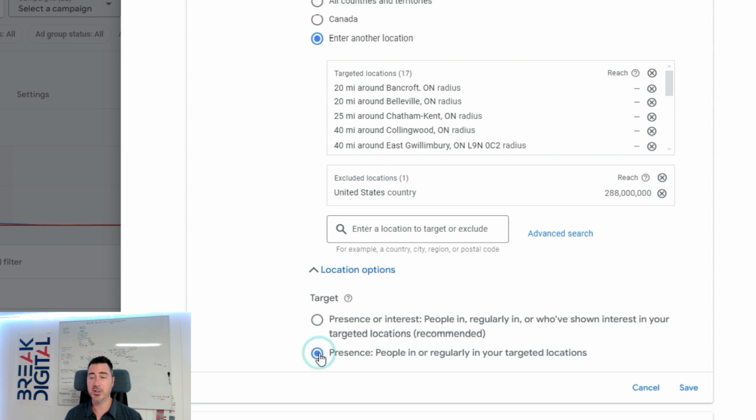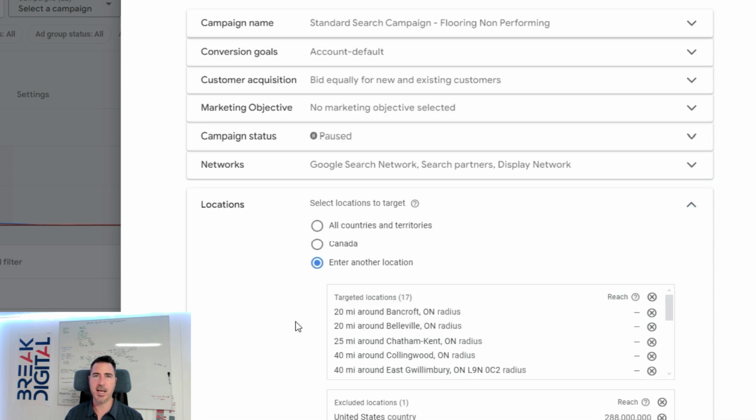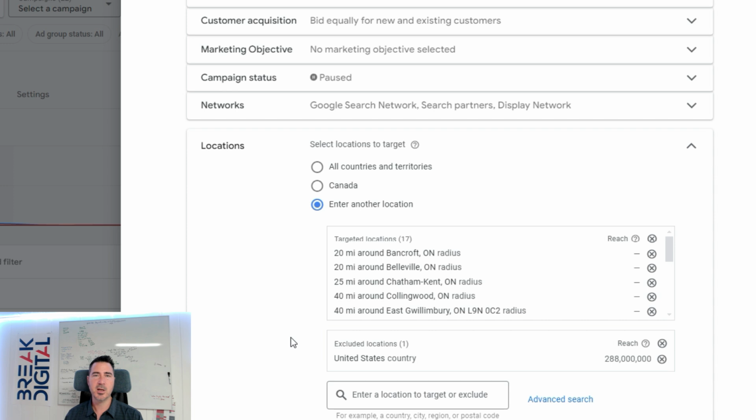The fix is simply choose this: presence, people in or regularly in your targeted location. So if I'm a roofing company in Dallas, I'm going to target Dallas, and maybe someone who's in Florida will see that ad, but only because they're just in Florida on a work trip and their wife called and said, we've got a roof leak, and now they're in Florida looking for a Dallas roofer. So make sure that's there. Make sure you save it. If you're not sure, just go check. It's that easy. Again, this is 10% of the client's money that's just being shredded because outside of their local service area, they're just never going to get any business.